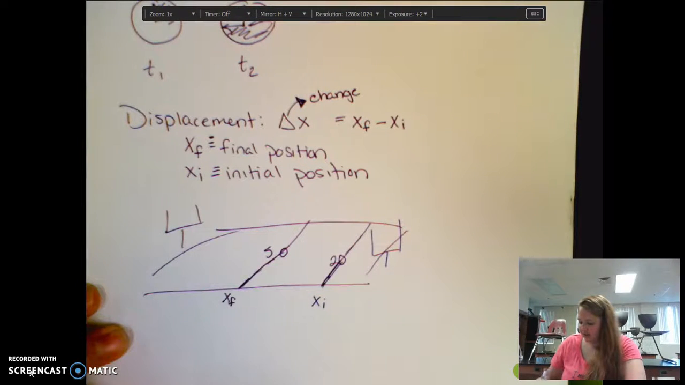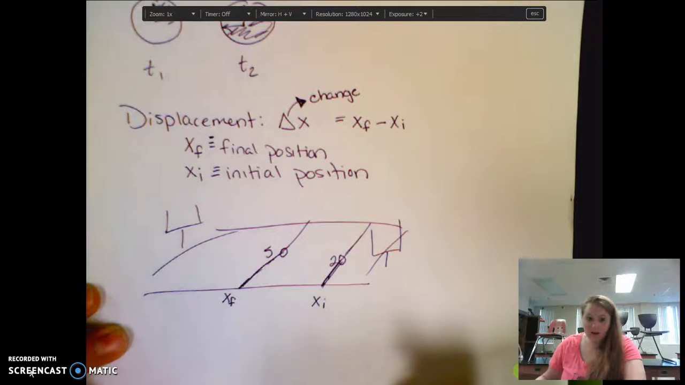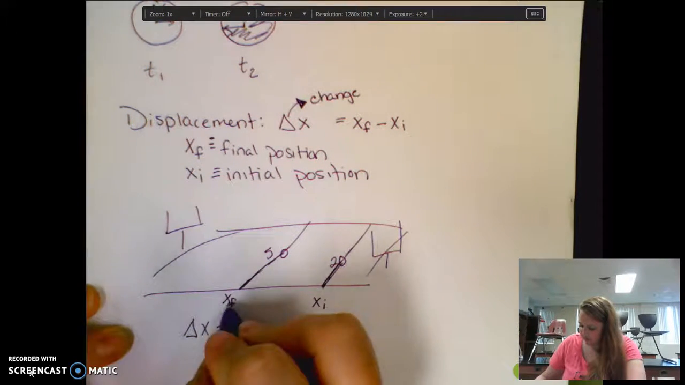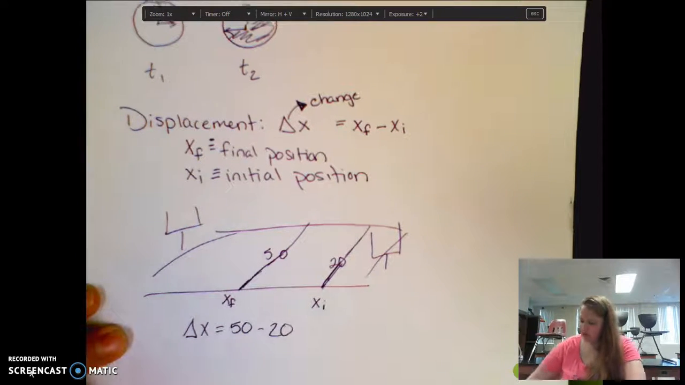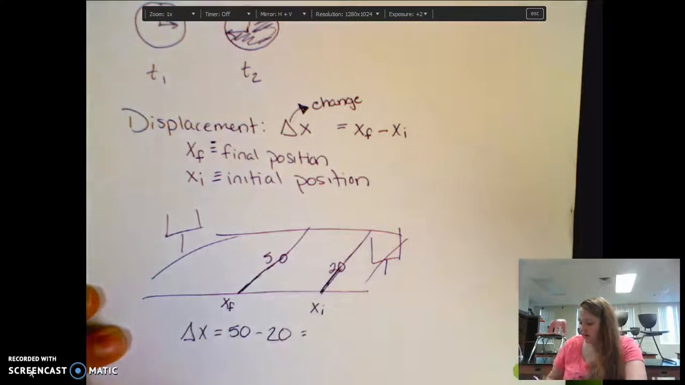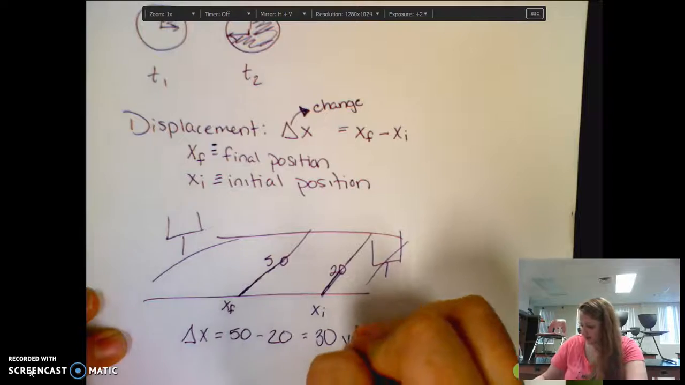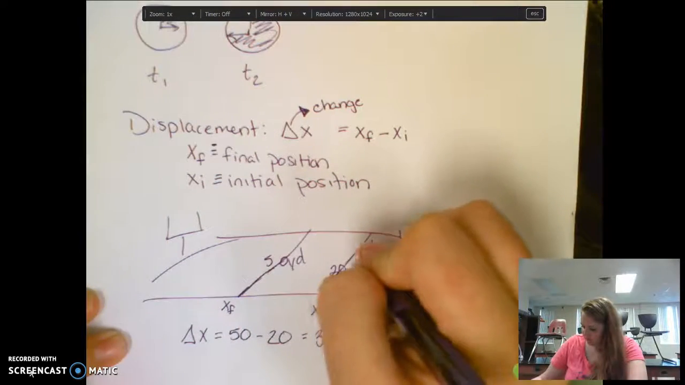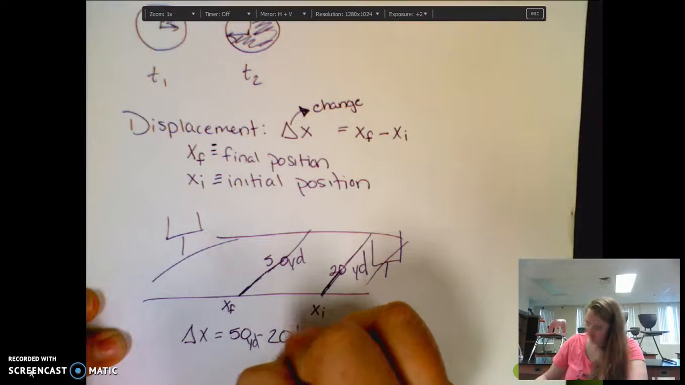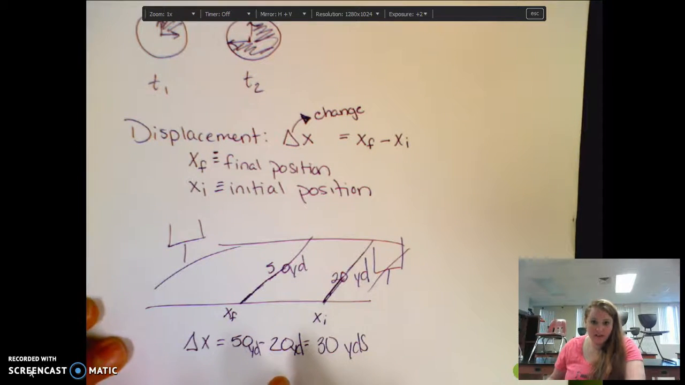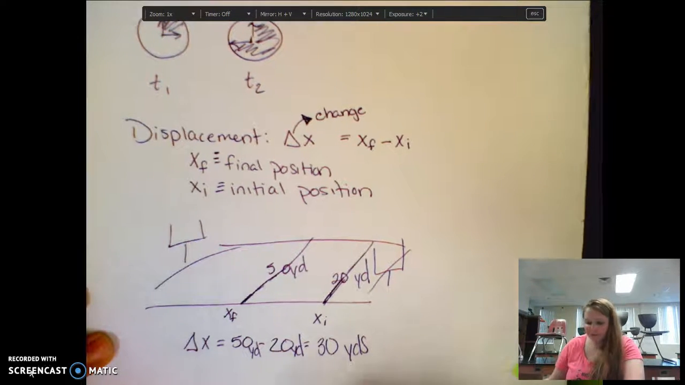We have 20 and 50, so what would be my change in position or my displacement? Well, delta x, my displacement, would be 50, my final, minus my initial, which is 20. So delta x would then be 30 yards, I guess, since we're talking about a football field. Notice I'm using yards in all of my examples. So there's how you find displacement. It's your final position minus your initial position. Now on a number line that can be different, and that's how we're going to look at displacement.